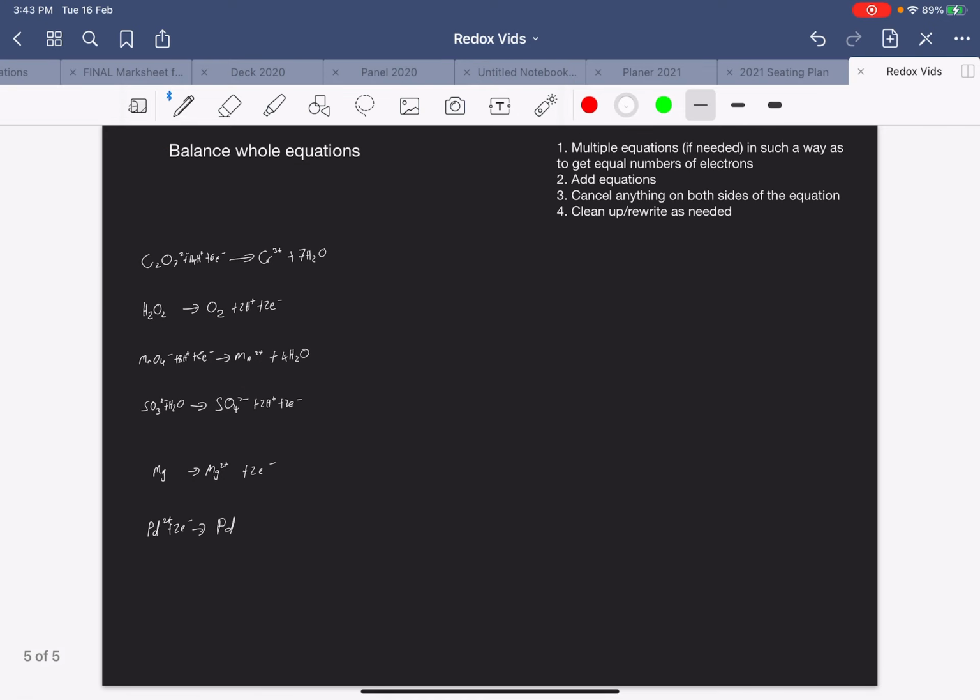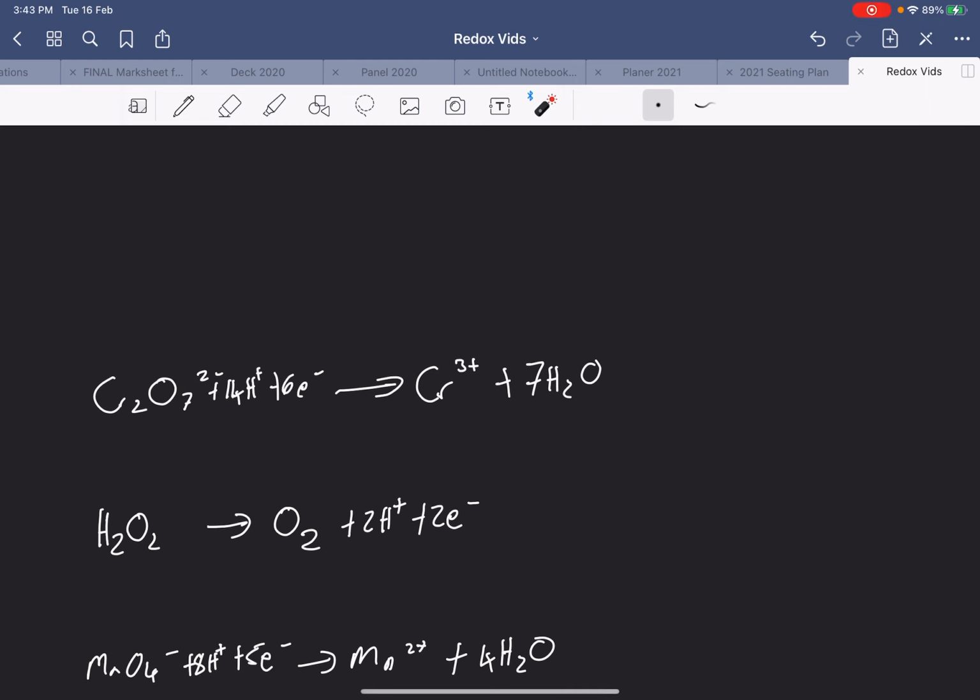All right, now we're going to combine these equations. First thing is to work out a way to make them equal. So this is going to be a common factor thing. So let's look at the first two. All right, so the first two here, our common factor between 6 and 2. The common factor is 2.